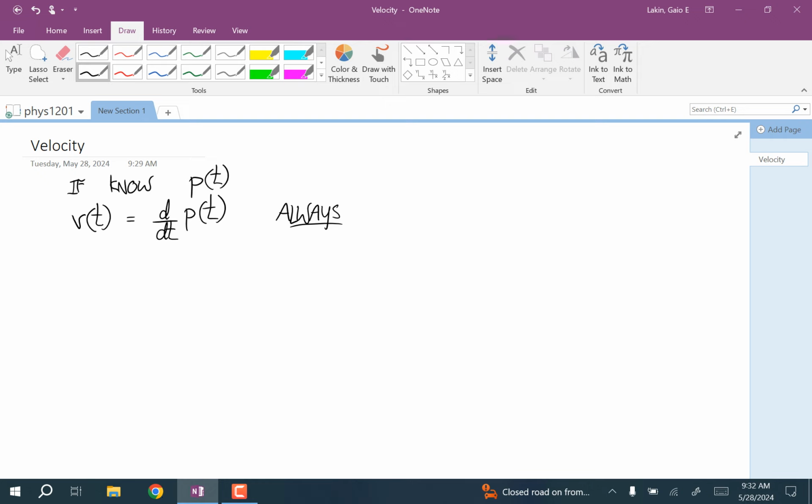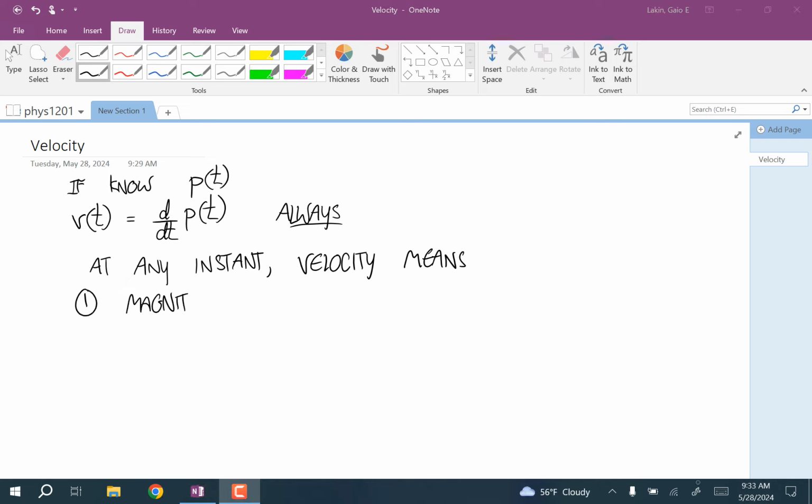What I want you to think about with the meaning of the velocity at a specific instant, so at any instant, the velocity means this. You can think of the velocity as being broken up into a magnitude, that's an absolute value, and a sign. The absolute value, the magnitude, is the speed.